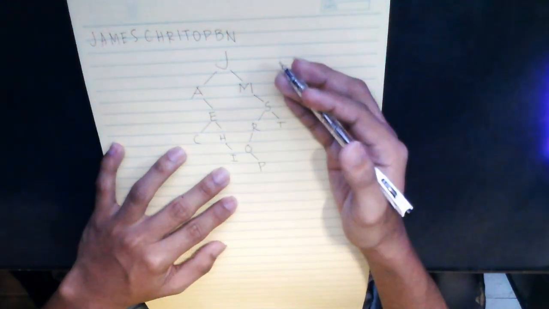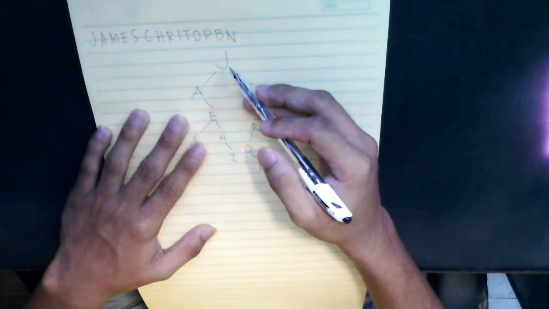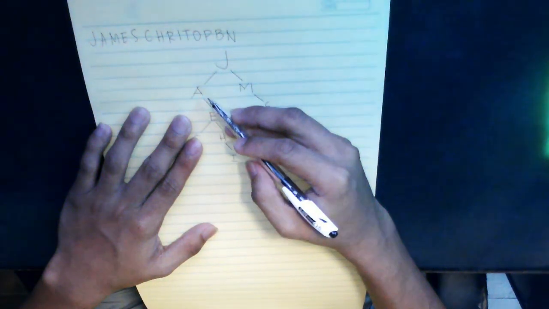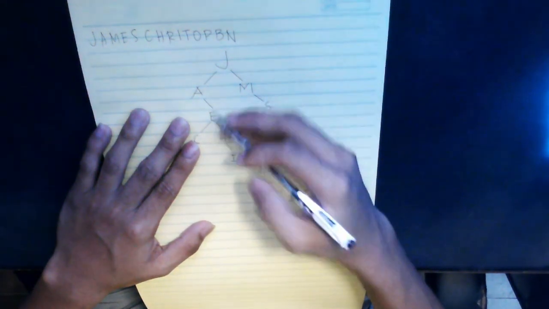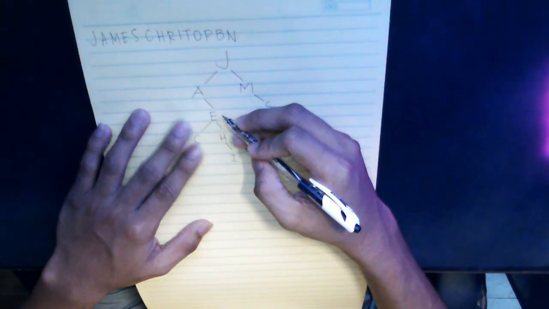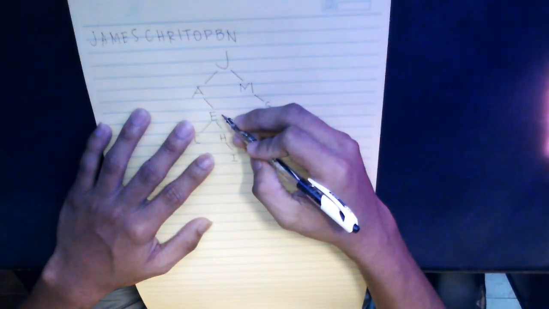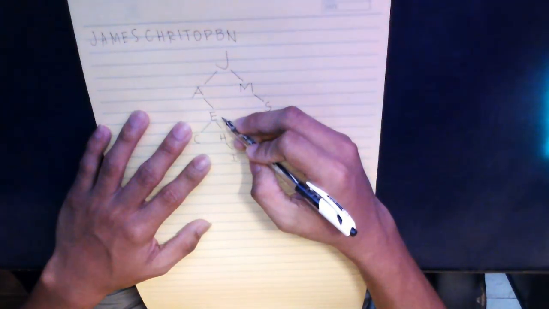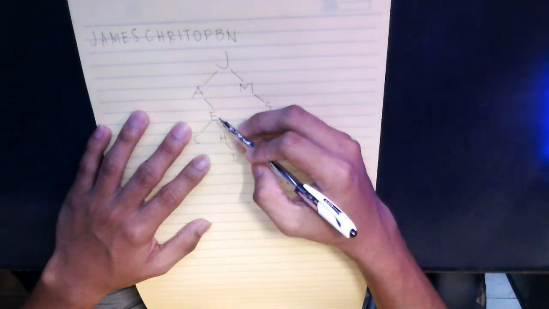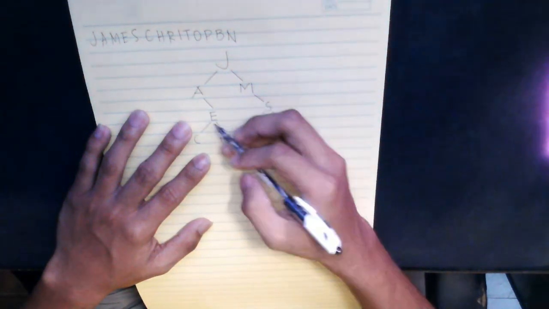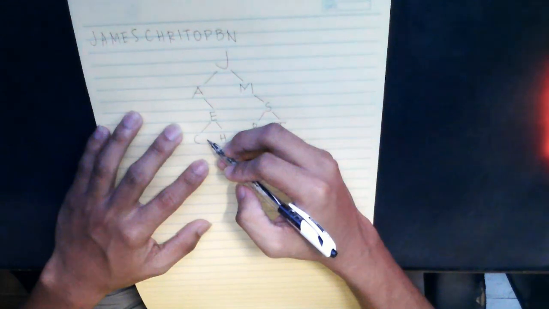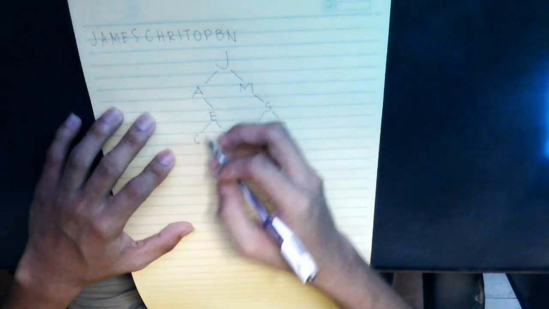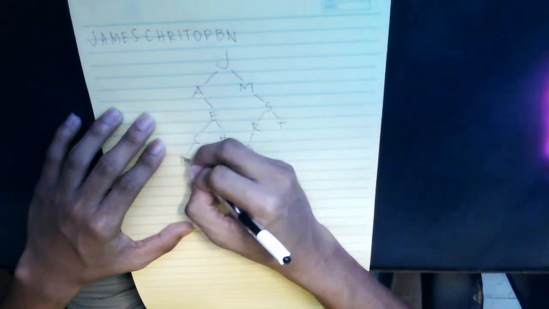Next is B. B is less than J, so it's going to the left child of J, which is occupied by A. B compared to A, B is greater than A, so it's going to the right child of A, which is occupied by E. B compared to E, B is less than E, so it is going to the left side of E. B compared to C, B is less than C, so it's going to the left child of C.